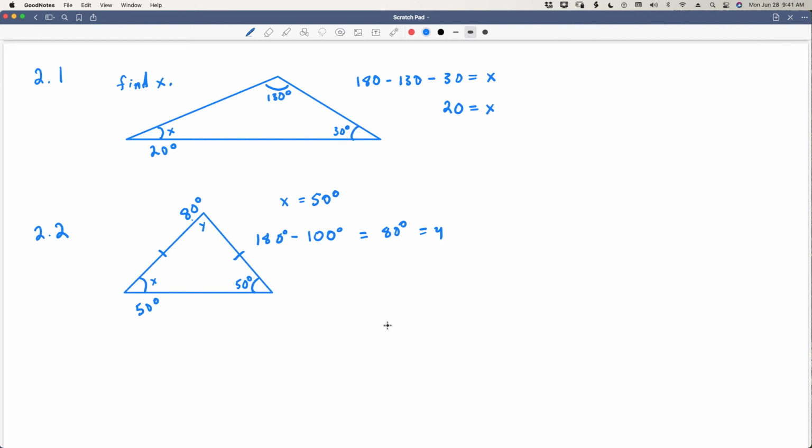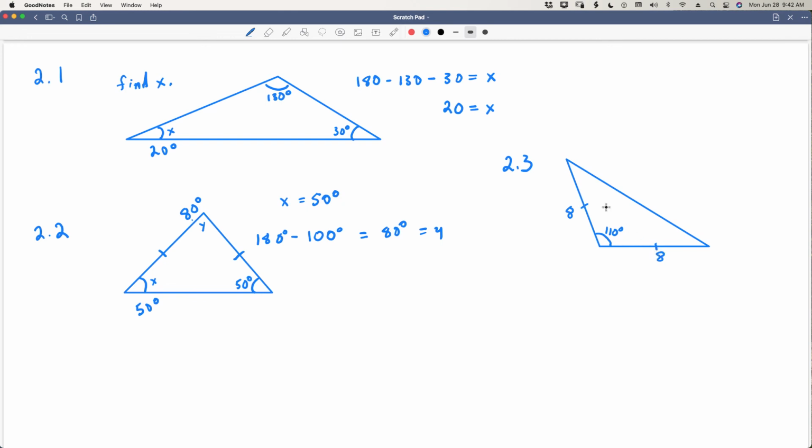Okay, let's do example 2.3. Now in 2.3, we are asked to find x and y, and we are given this triangle here. Okay, and we are told that this side measures 8 and this side measures 8, and this angle is 110. So if this side measures 8 and this side measures 8, then that means that this is a scalene triangle. I'm sorry, an isosceles triangle, because these two legs are the same.